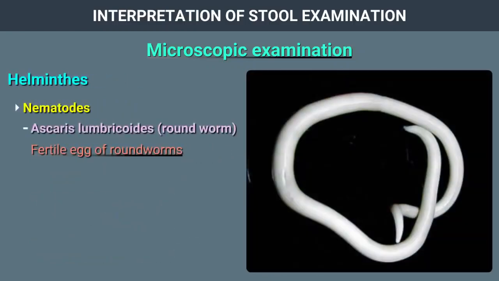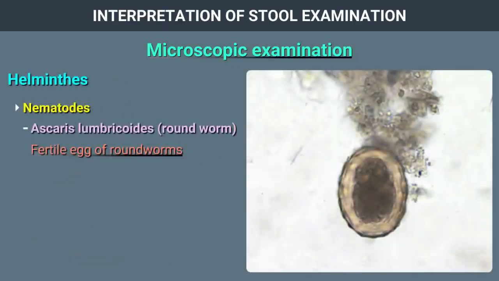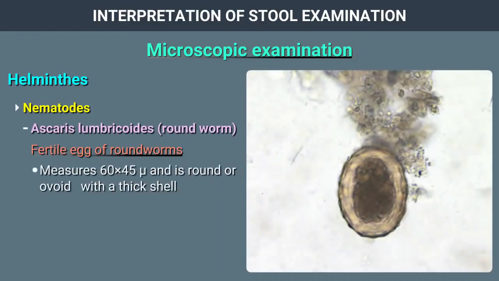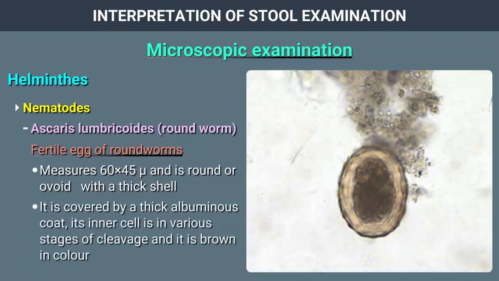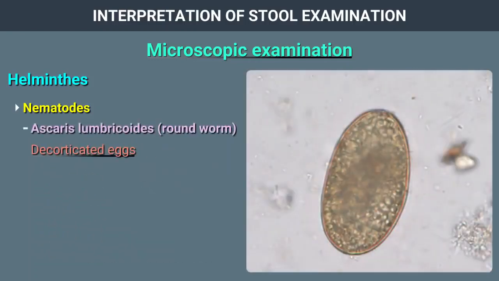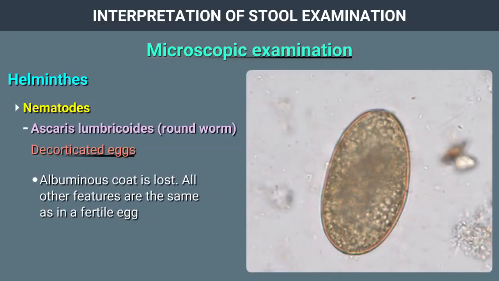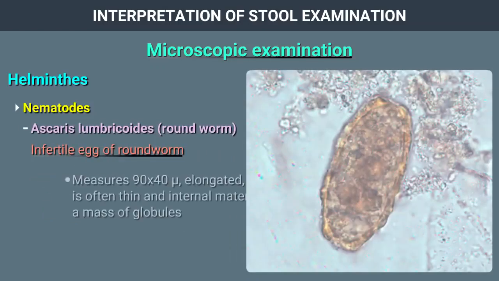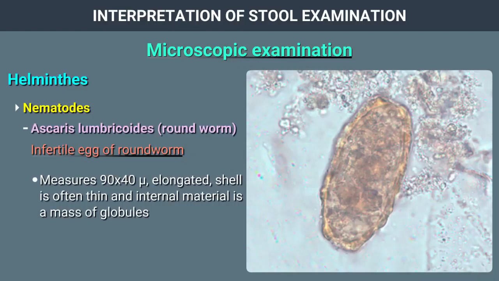Ascaris lumbricoides, roundworm. Fertile egg of roundworm measures 60 by 45 microns. It is round or ovoid with a thick shell. It is covered by a thick albuminous coat. Its inner cell is in various stages of cleavage and it is brown in color. Decorticated eggs. The albuminous coat is lost. Infertile egg measures 90 by 40 microns. It is elongated. Its shell is often thin and its internal material is a mass of globules.